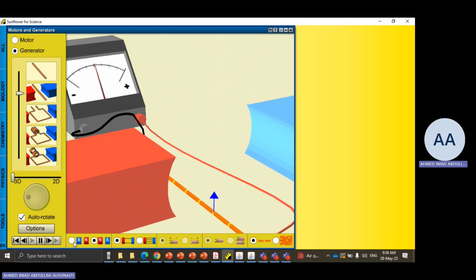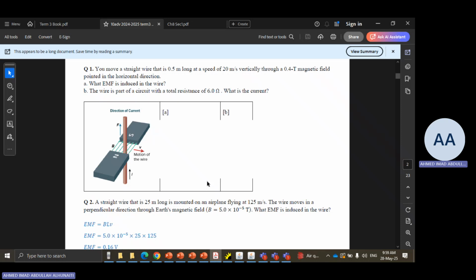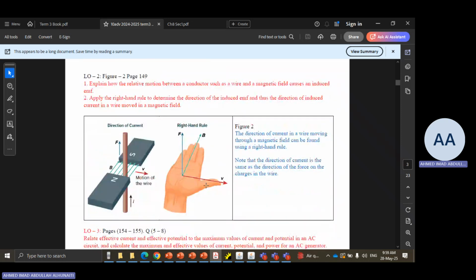So let's switch the direction of the magnetic field and observe what happens to the direction of the current. You can see that it's reversed. Moving on to question number 2. Explain how relative motion between a conductor such as a wire and a magnetic field causes an induced EMF. We've already covered this in the first question, basically.